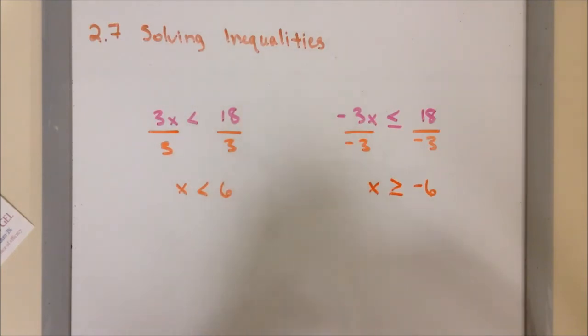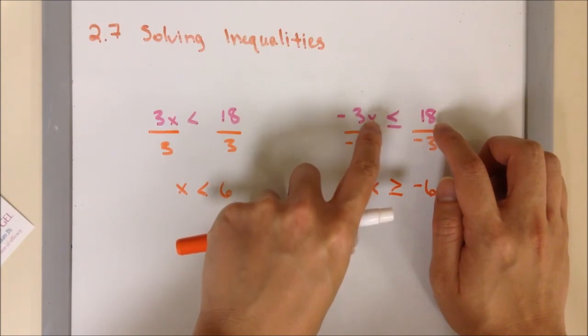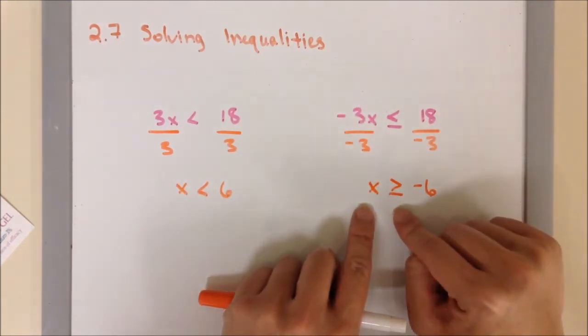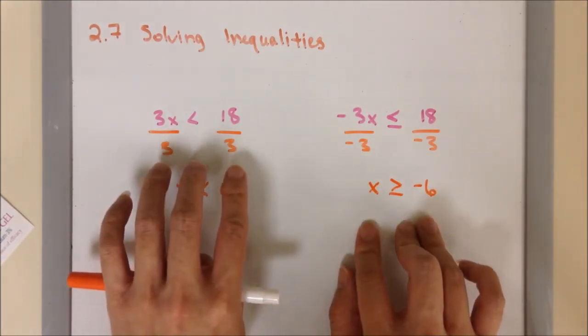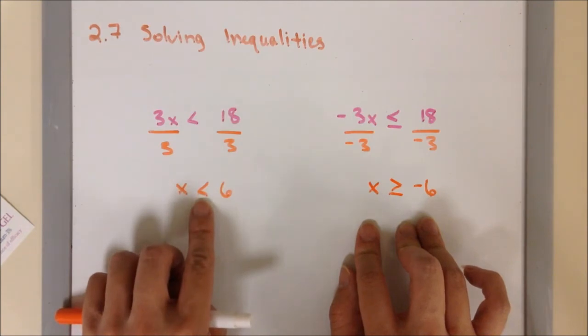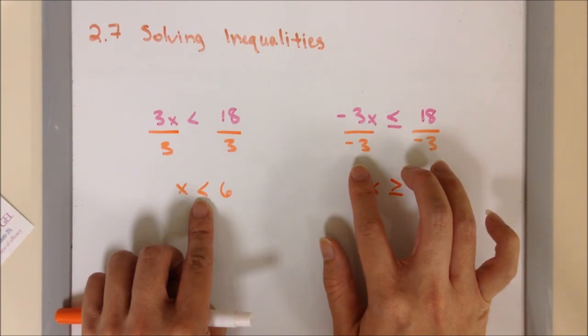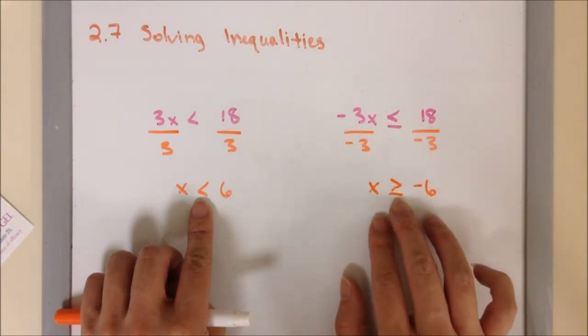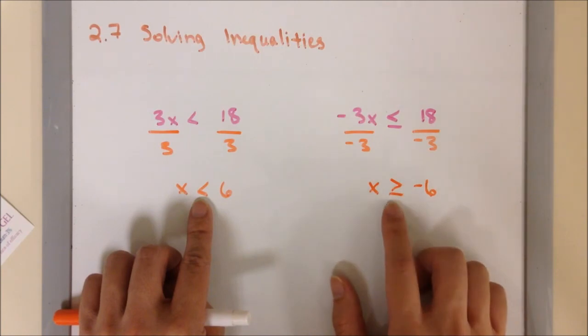So if you take a closer look, originally we started off as -3x less than or equal to 18. When you solve for x, it became x greater than or equal to -6. So the one on the left, we divide by +3, the inequality sign stayed the same. But on the one on the right, we divide by a -3, so the inequality sign flips. So if you divide or multiply both sides by a negative number, make sure to remember to flip the inequality sign. If you don't, your answer will be incorrect and you lose points.